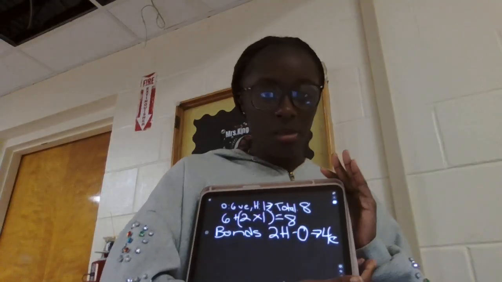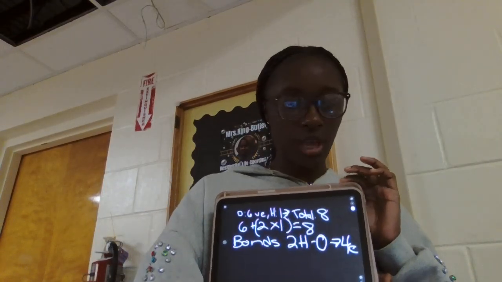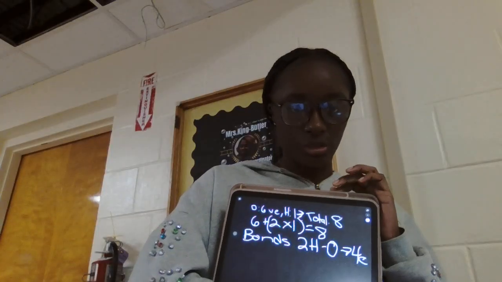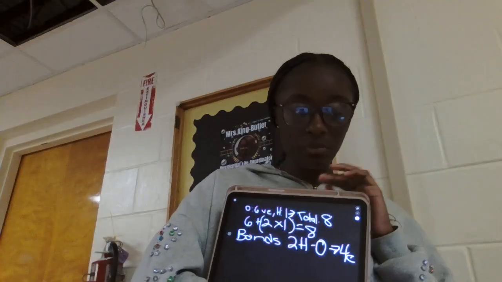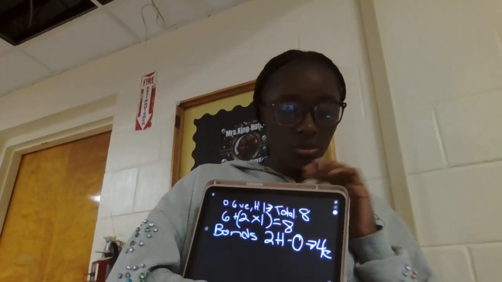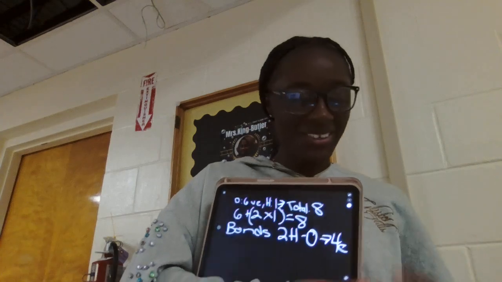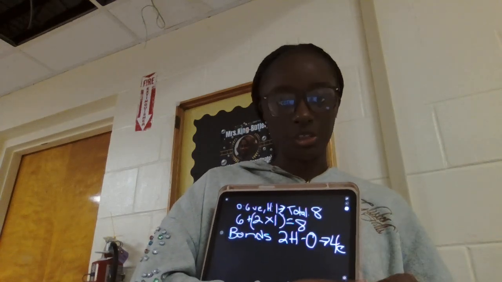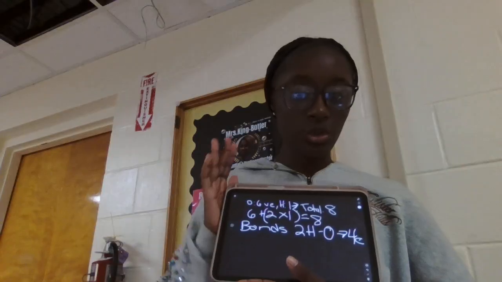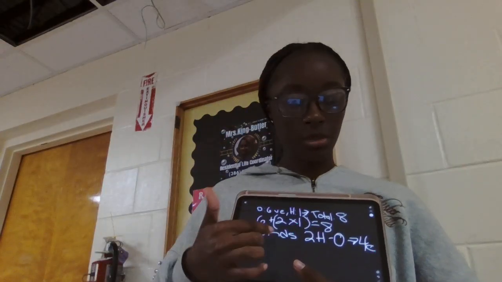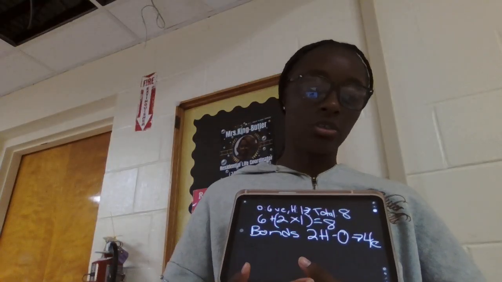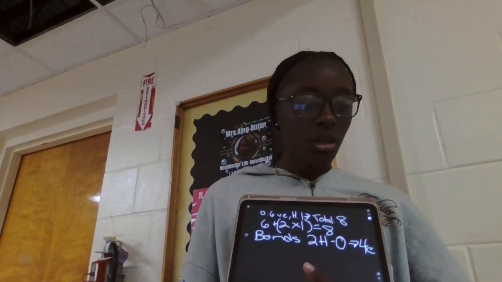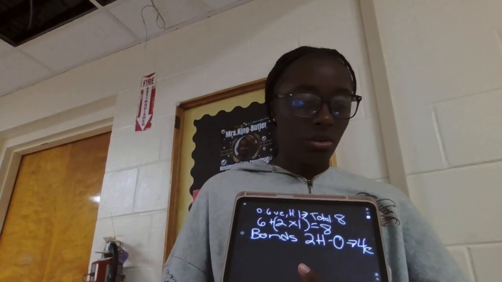Okay, so for the first example, oxygen has six valence electrons, and each hydrogen has one. In total we have eight valence electrons. Two electrons from the two O-H bonds bond, and the remaining four electrons are placed as two pairs on oxygen.